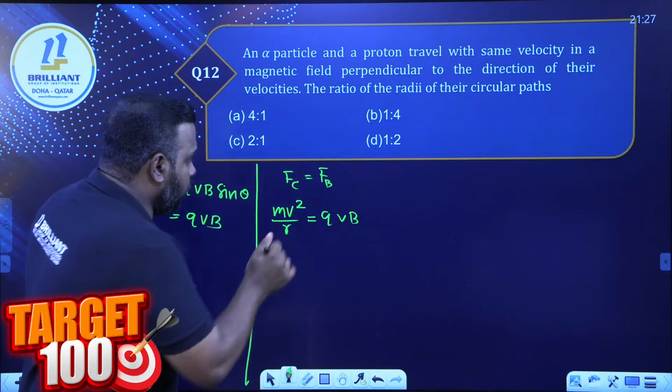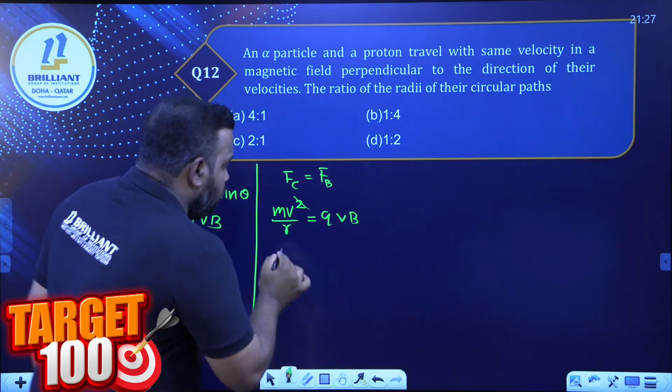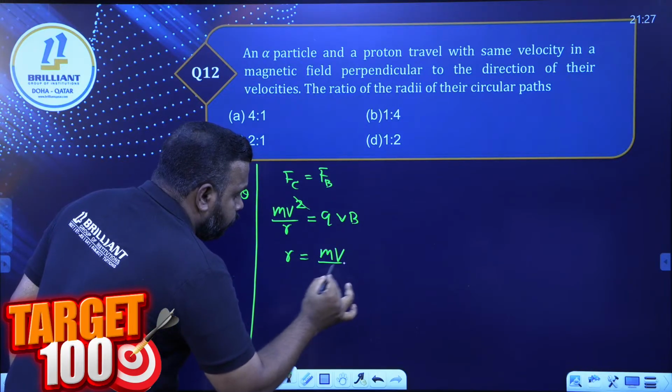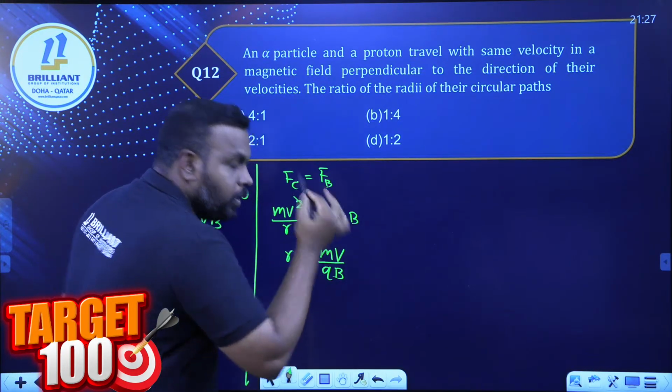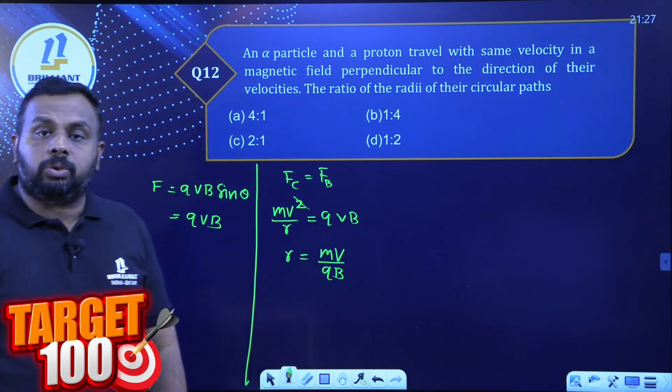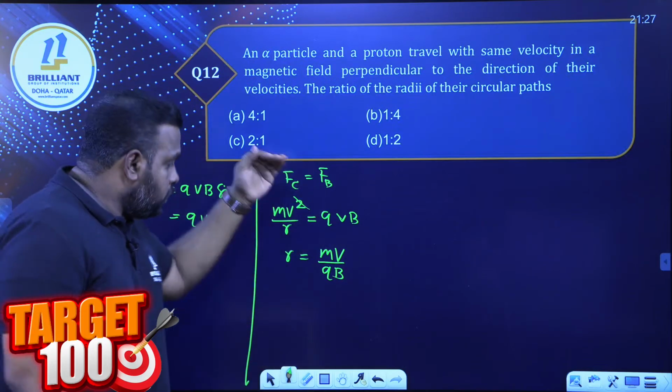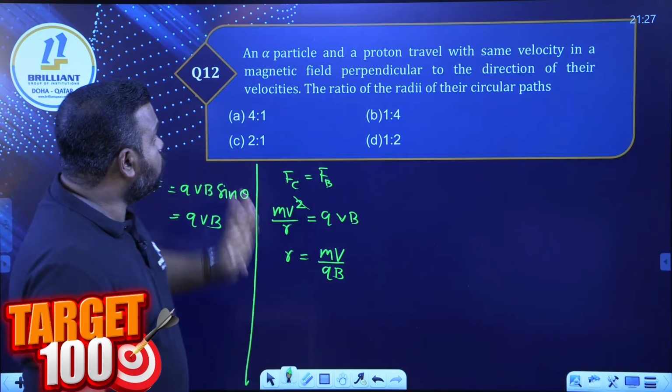The radius. Okay, so V will be cancelled. What you can see? R is equal to MV by what? QB. This is the equation for radius. Those who can learn this by heart, that's very good. Otherwise, you have to derive it like this. Now we will go to the question.